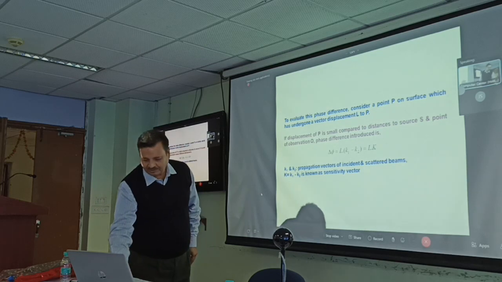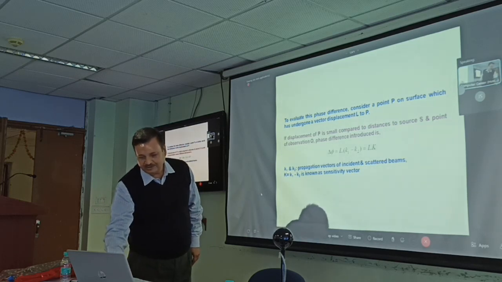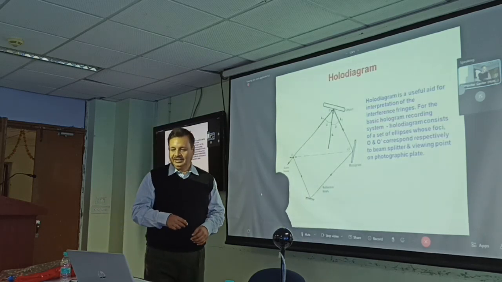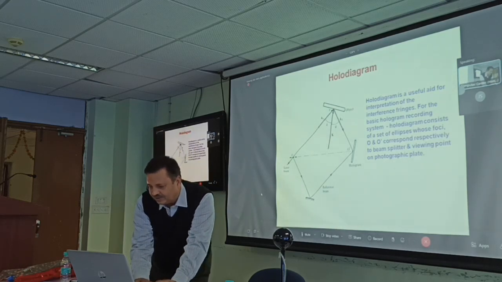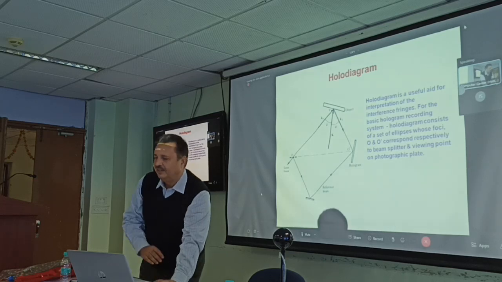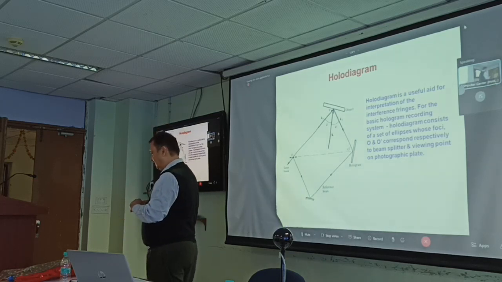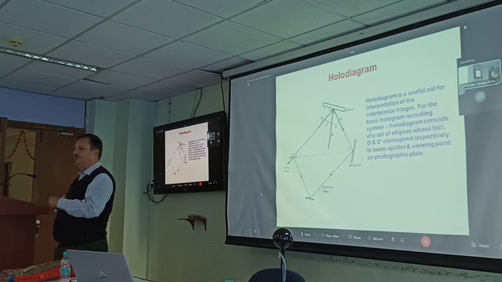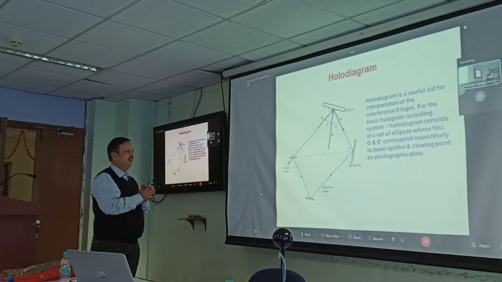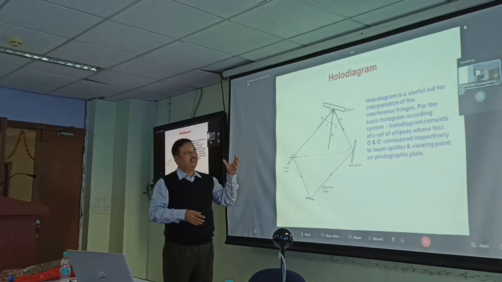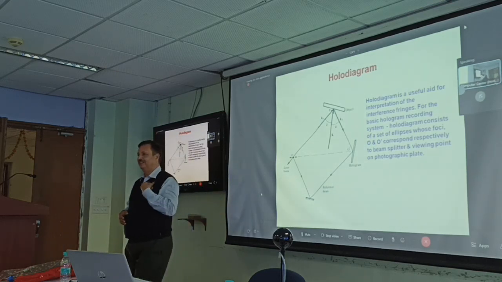One of the applications of this holographic interferometry. Then there is another important thing, which is what we call the holo diagram. This you will find in the book by Hariharan or in many other books. So what is a holo diagram? The holo diagram is a useful aid for the interpretation of the interference fringes.